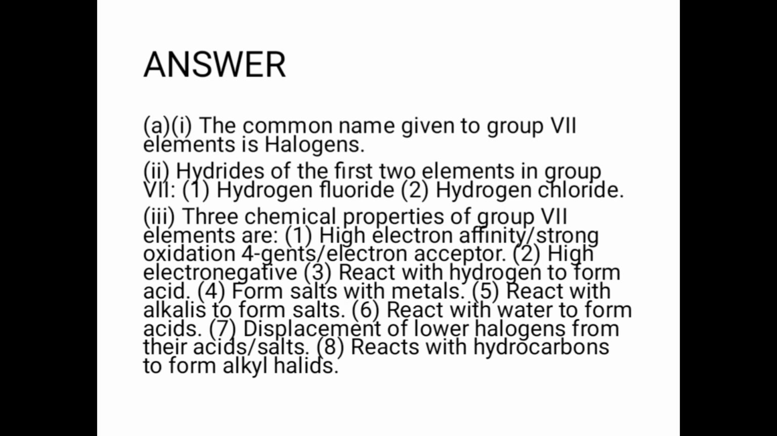Then for number 3, the 3 chemical properties of group 7 elements are: they have high electron affinity, strong oxidation because they are good oxidizing agents or electron acceptors. They are highly electronegative. They react with hydrogen to form acid. They form salt with metals. They react with alkalis to also form salt. They react with water to form acid. And the lower halogens are displaced from their acids or salts. And then they react with hydrocarbons to form alkyl halides.